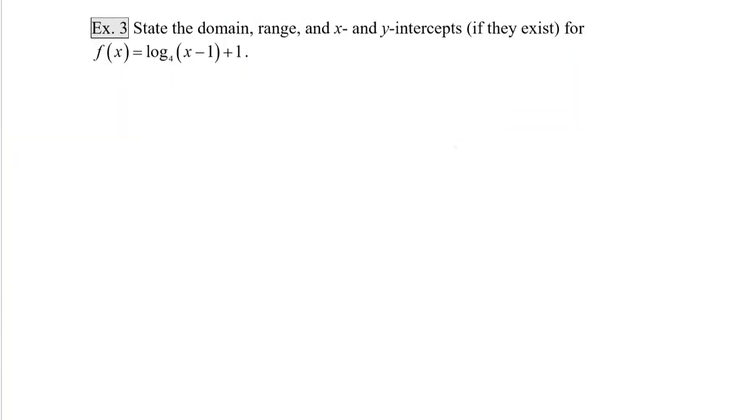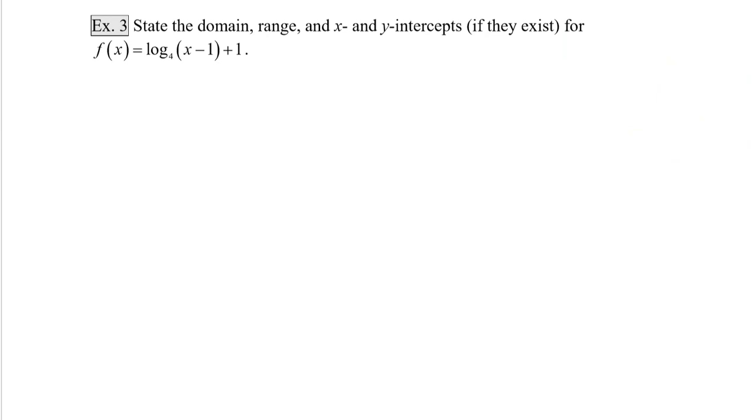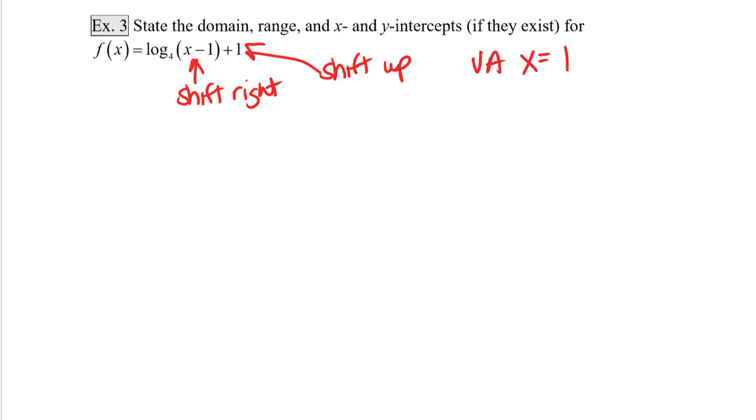Example 3, state the domain, range, x and y intercepts if they exist for f of x equals log base 4 of x minus 1, plus 1. So we know the minus 1 inside the function means we shift right, and the plus 1 means that we shift up. But the only thing that's going to affect our domain is that shifting right. That means if we shift right by 1, our vertical asymptote has to be x equals 1, which means our domain is x has to be greater than 1. Our range is still all real numbers.